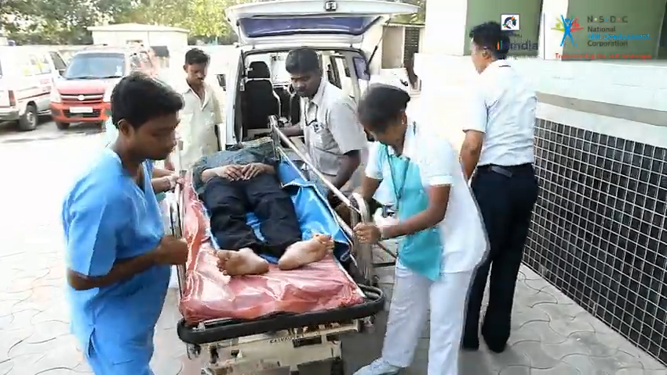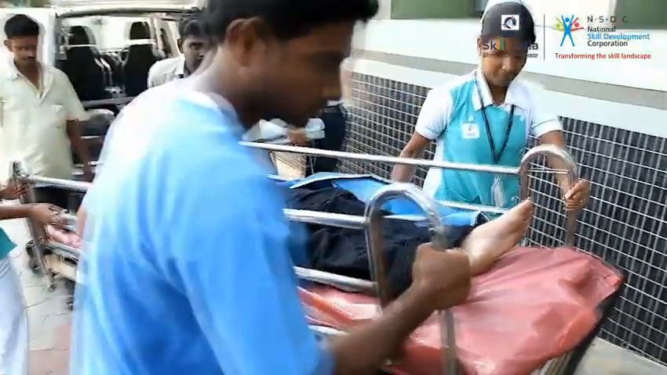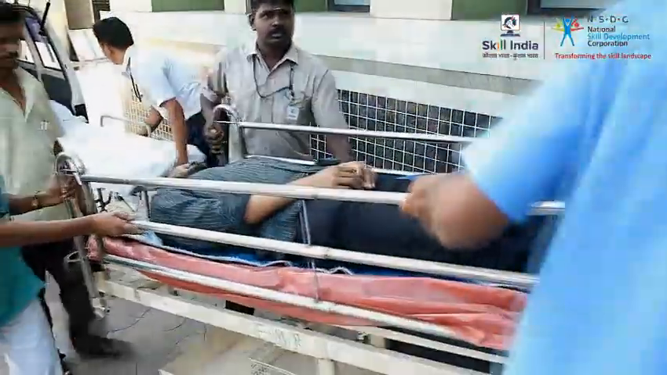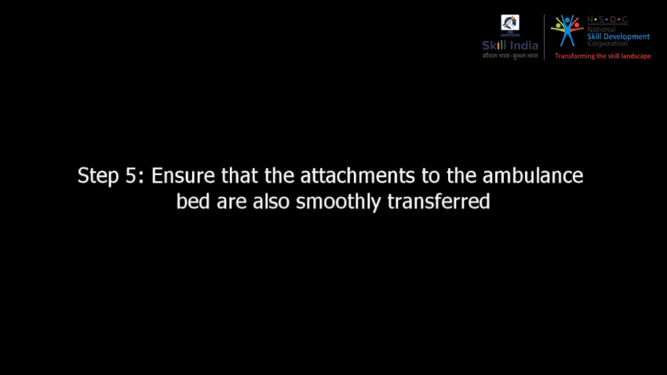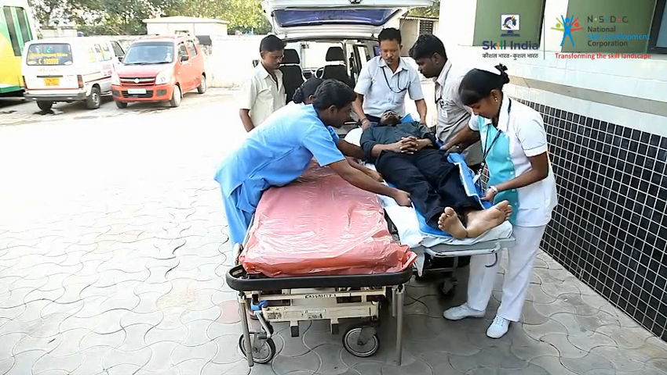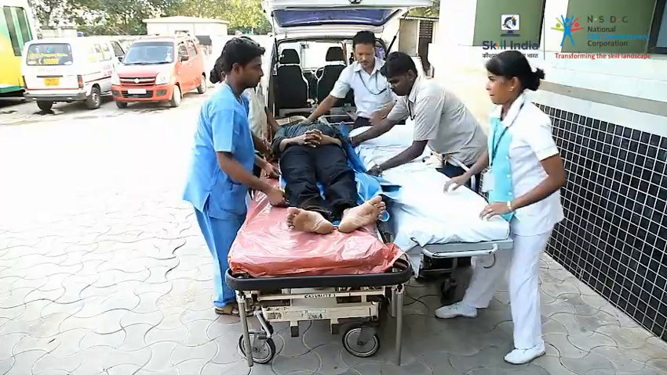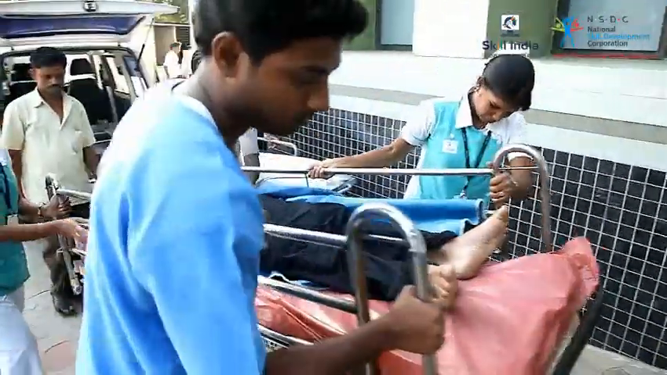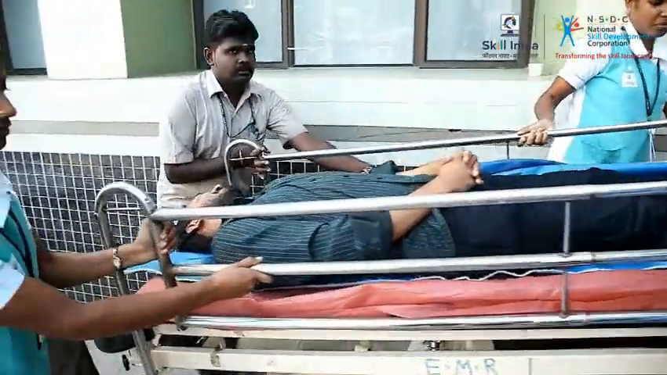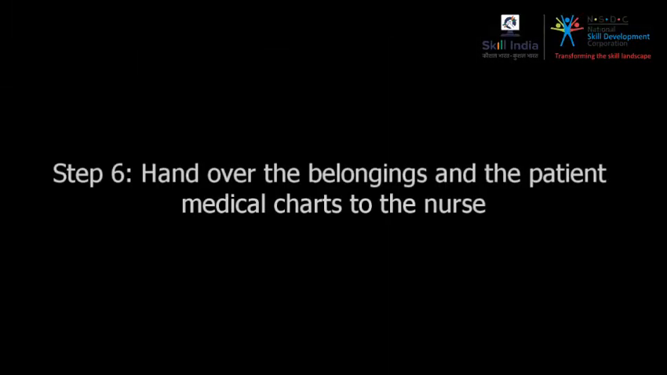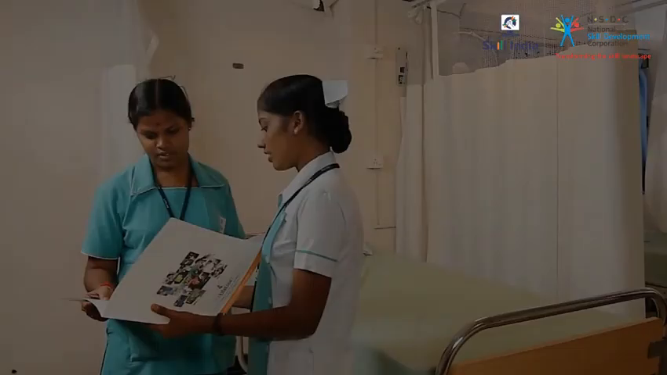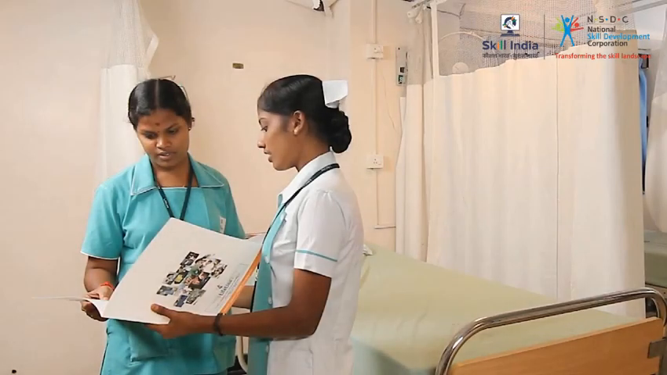Transfer the patient on the stretcher that has wheels. Carefully guide the stretcher towards the appointed ward. Ensure that the attachments to the ambulance bed are also smoothly transferred along with the patient from the ambulance to the ward. Hand over the belongings and the patient medical charts, if any, to the nurse once you enter the ward.